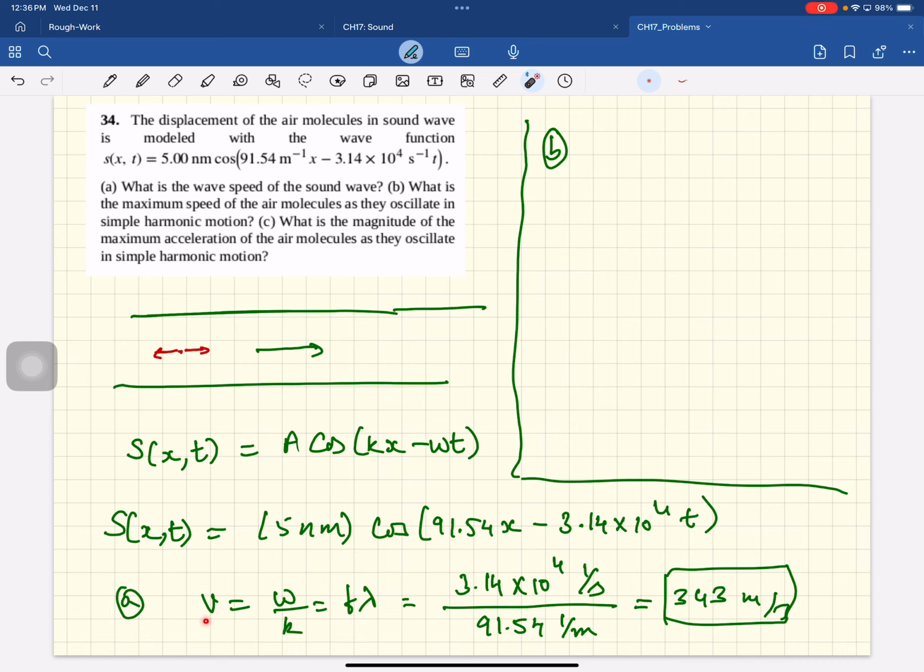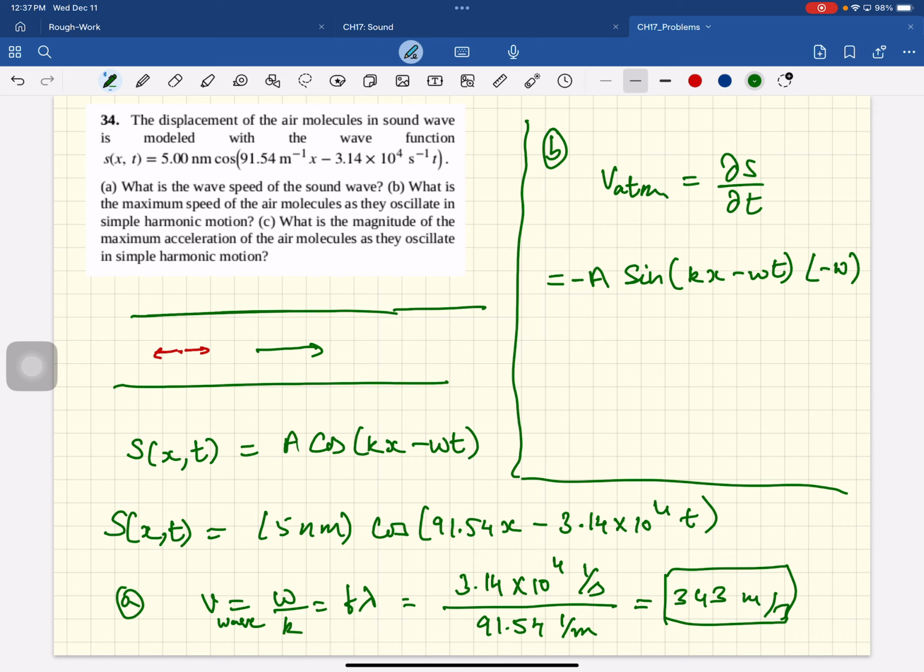So this is the wave velocity, the speed at which the disturbance is traveling. That speed is different than the velocity of the air molecule. The speed of the molecule is del s by del t. So take the partial derivative: that is A, the derivative of cosine is minus sine, of kx minus omega t. And using the chain rule, the derivative of the argument gives a minus omega. So the velocity of an atom is A omega sine of kx minus omega t.